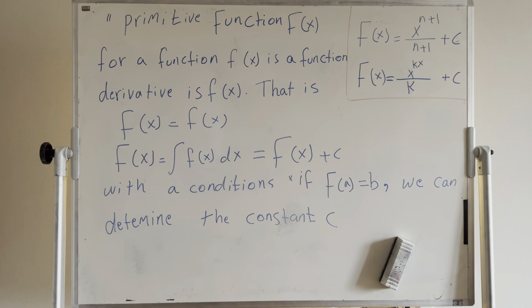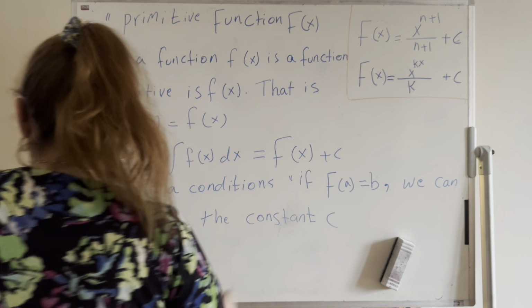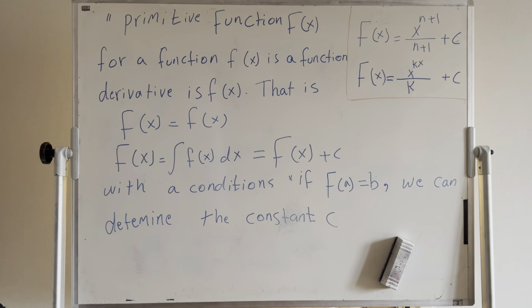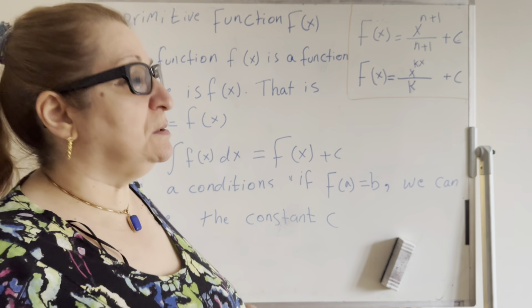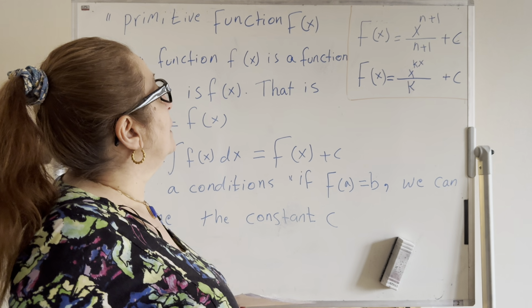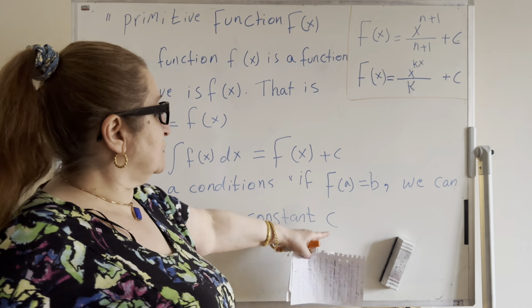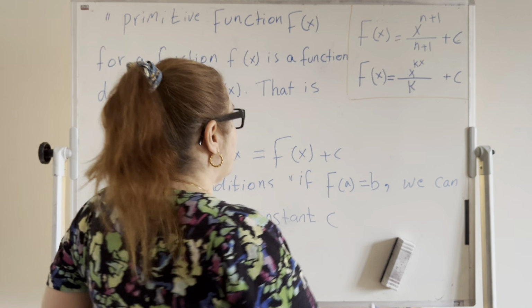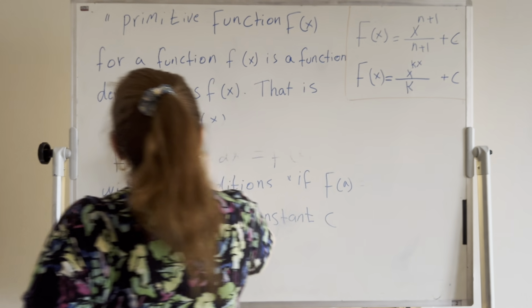For a function f of x, whose derivative is f of x, the primitive function equals the function, and with the conditions, if y equals b when x equals a, we can determine the constant c. Today I will show many examples of how to find the constant c with the conditions. I begin with the first example.